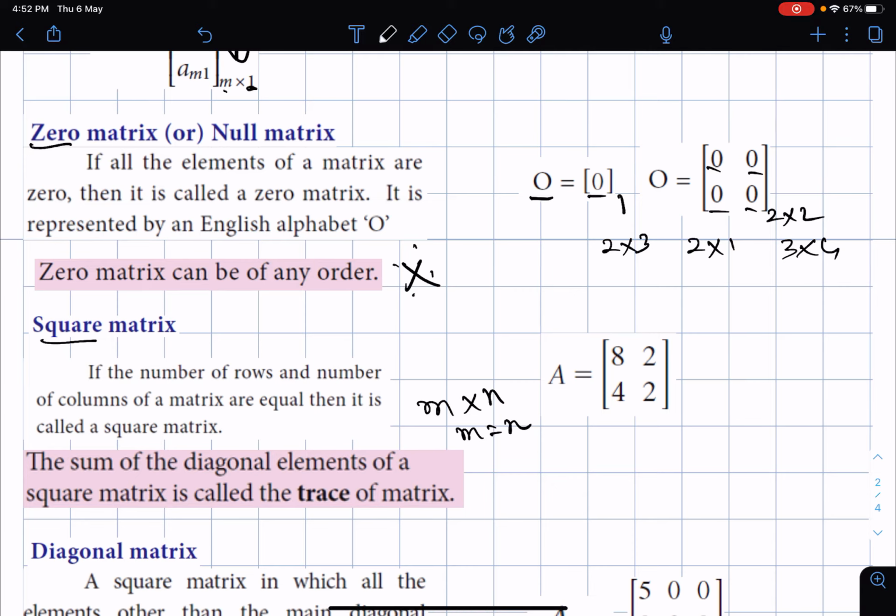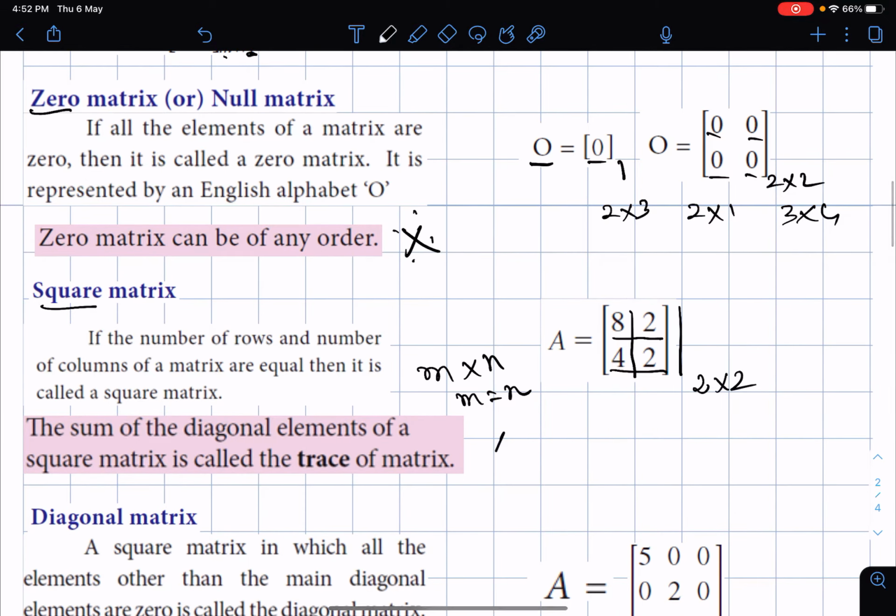So if the number of rows and number of columns of a matrix are equal, then it is called a square matrix. In the example, you have got how many rows? Horizontal lines 2 and vertical lines also 2. So this order is going to be denoted as 2 by 2. So m is equal to n equal to 2. And the sum of the diagonal elements of a square matrix is called the trace of the matrix. This is an important note for you.